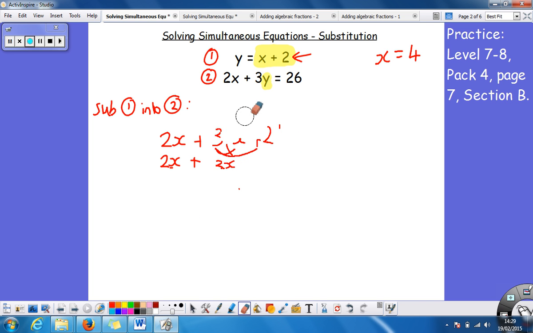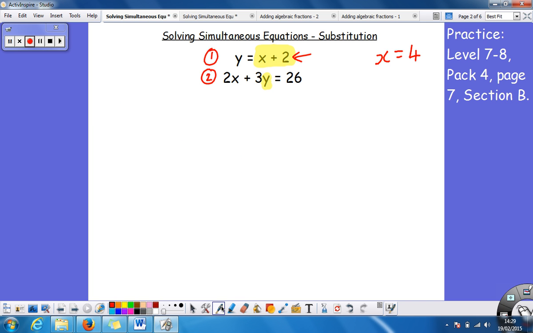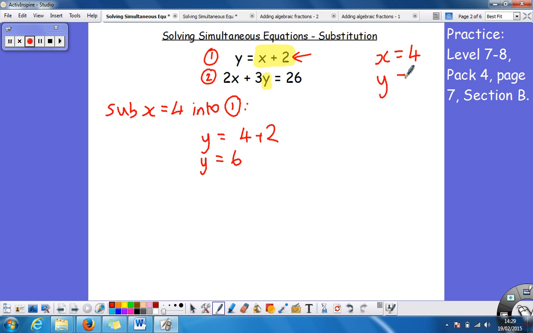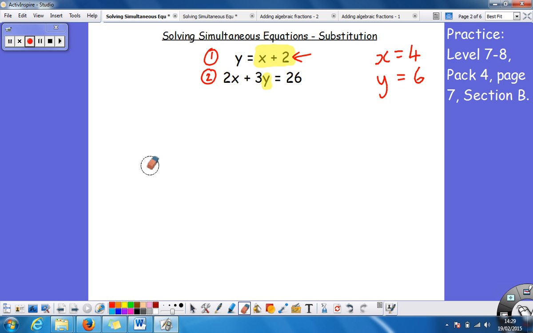And again, we can just substitute that into the simplest equation, which is equation 1. So if I do that now, substitute x equals 4 into 1. y is equal to x, which is 4, add 2. So y is equal to 6. Really easy substitution there. And there's my second solution. The check is exactly the same as in the elimination method and the method that we just used on the previous slide. So I'm going to substitute my x value and my y value into my second equation.